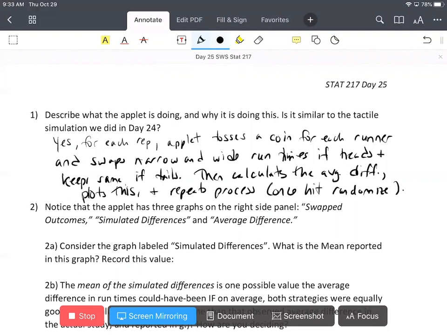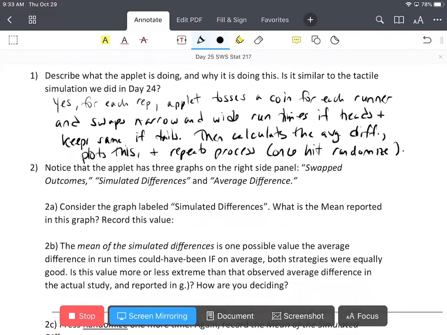So it's doing exactly what we were talking about before. When we either switch or not switch, it's doing the exact same thing that we did, except that it's able to do it very quickly and does the calculations for us, which is very nice.